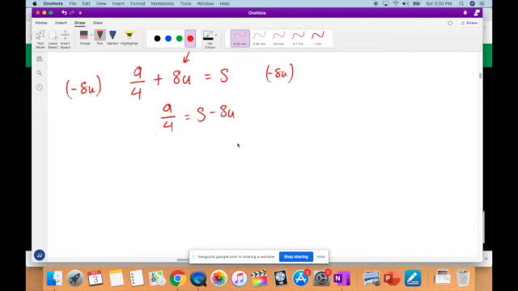Right? And now we can see here that this a over 4 is being divided by 4. So to get rid of that 4, I'll multiply by 4. So these 4's will cancel. I'll end up with a alone is equal to, and I have to multiply by 4 on this side as well. But I am multiplying everything by 4. So it will be 4 multiplied by s minus 8u. And that is your answer.